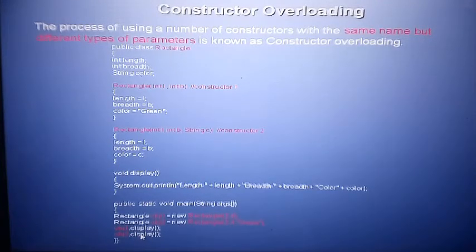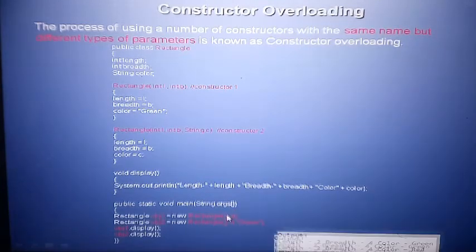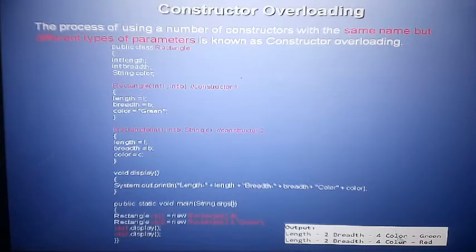So after that I call the constructor display1 and display2. So what will the result be? Length 2, breadth 4, color green, and length, breadth and color red. This is the second constructor. The first constructor prints green color and the second constructor prints the color red.